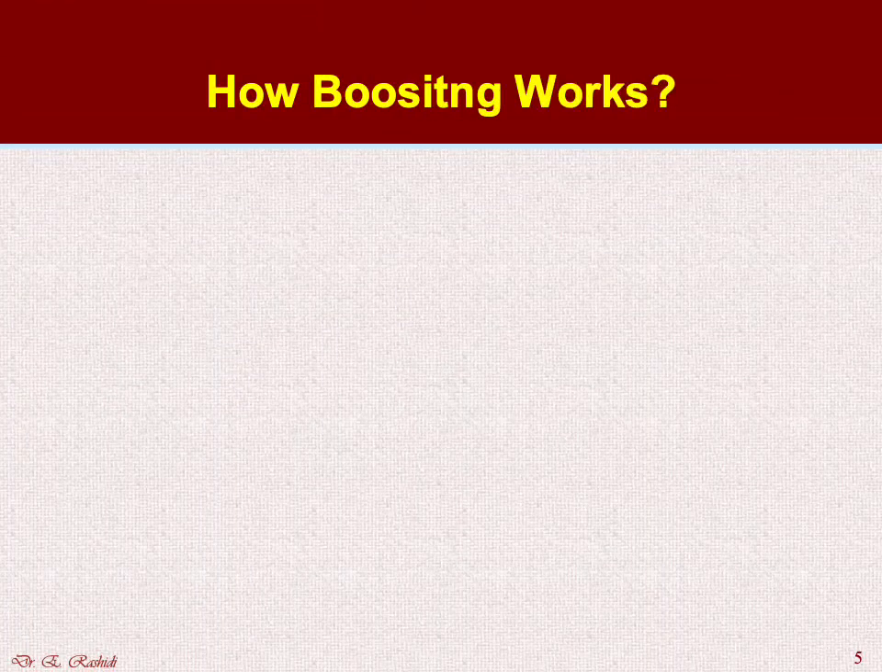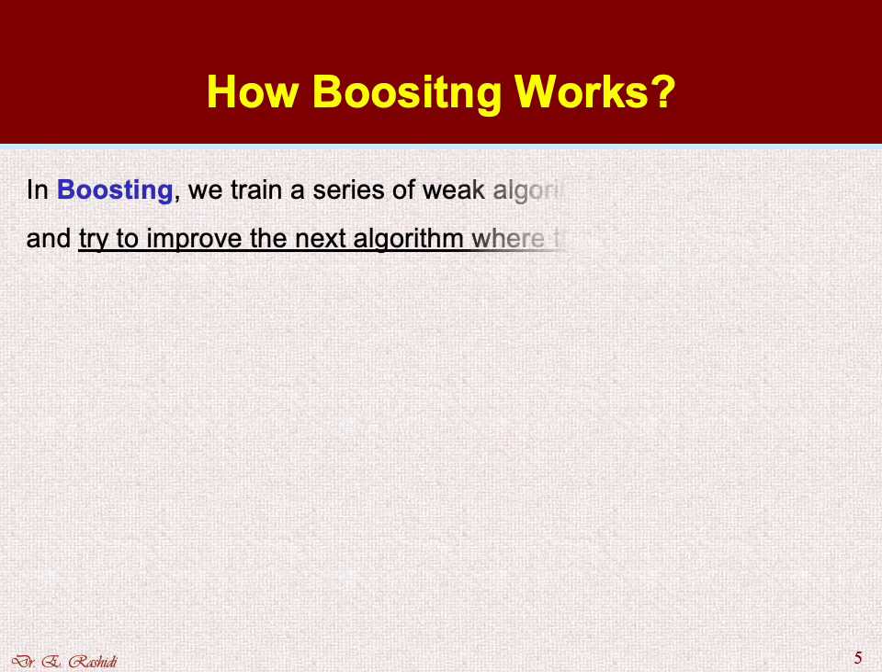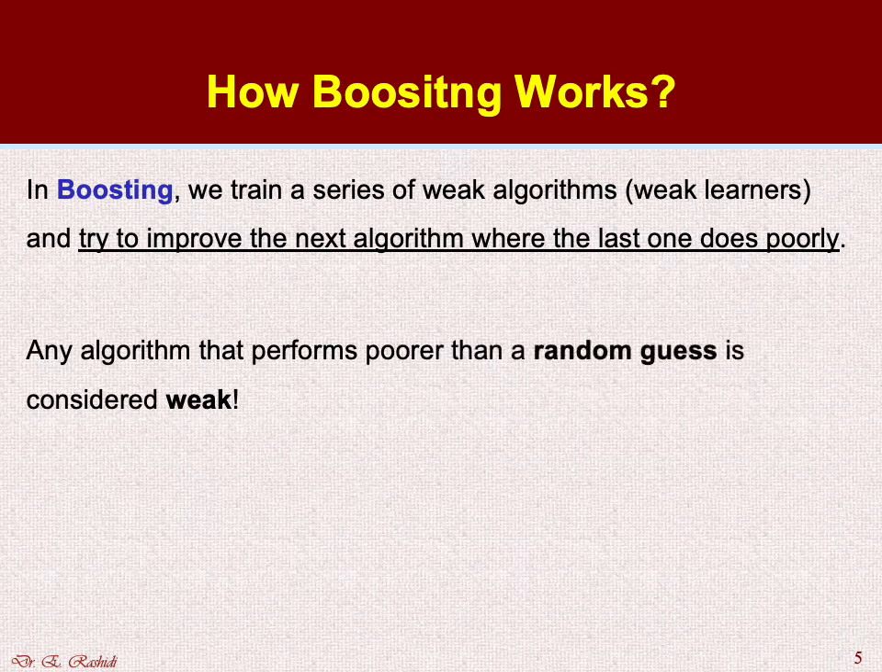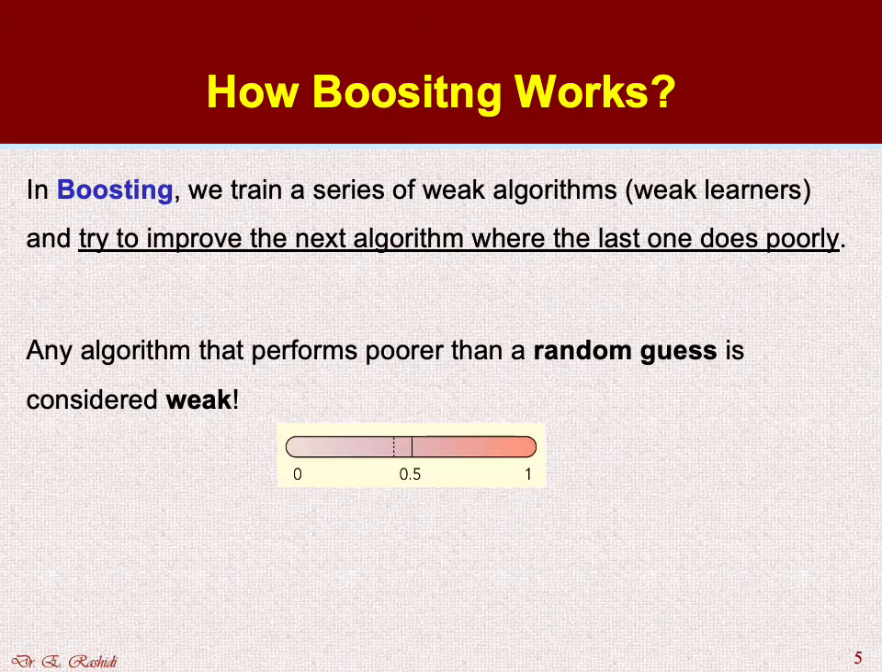How boosting works. In boosting, we train a series of weak algorithms or weak learners and try to improve the next algorithm where the last one has done poorly. Any algorithm that performs poorer than a random guess is considered weak. In binary classification, where we have only two classes or outcomes, a random guess is expected to be correct 50% of the time. So any algorithm that performs poorer than that would be considered weak.